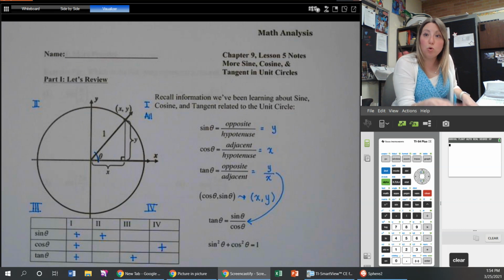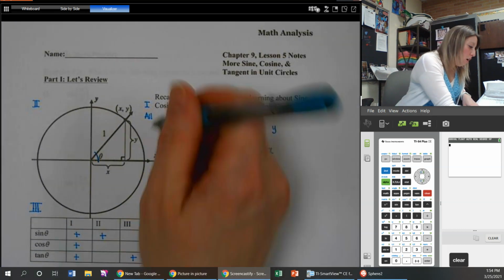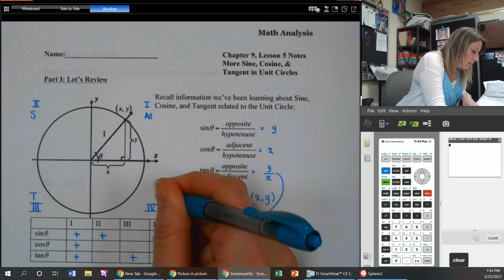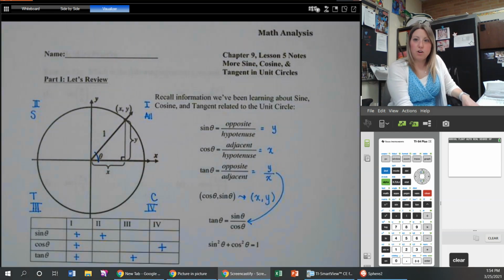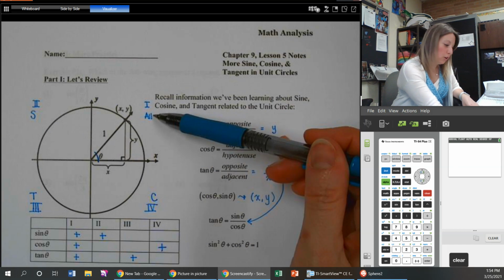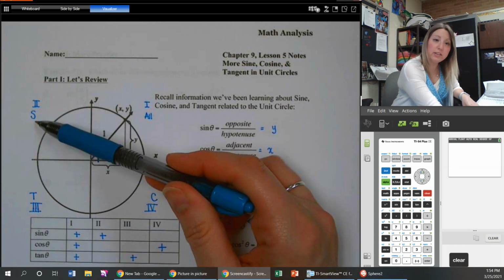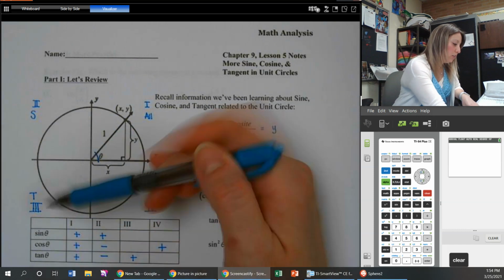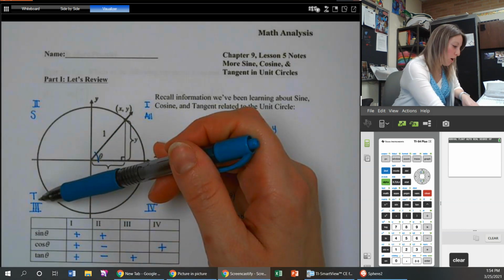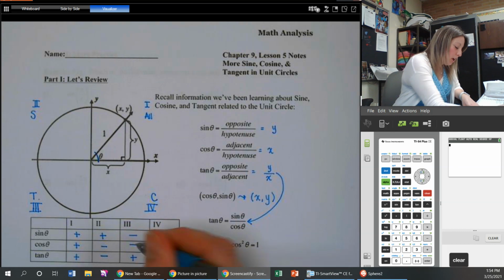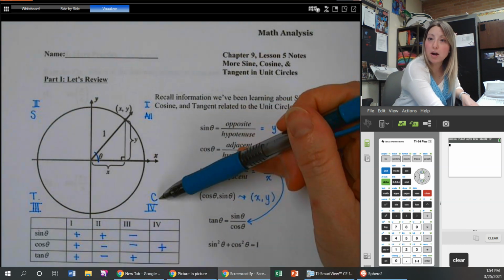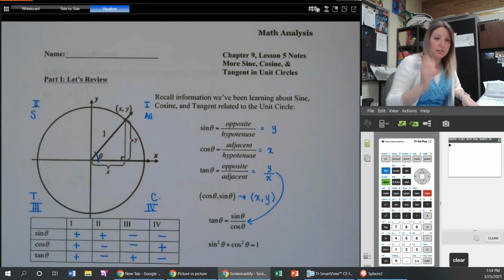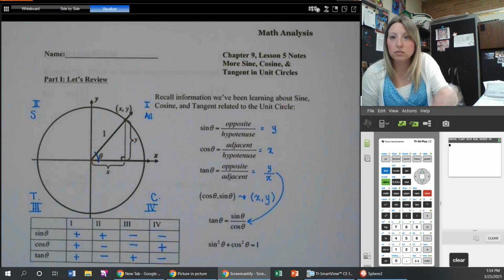So we remember who's positive where by "All Students Take Calculus," right? Everyone's positive in quadrant 1. Only sine is positive in quadrant 2. The other ones are negative. Tangent is the only thing positive in quadrant 3. The other ones are negative. And cosine is the only one positive in quadrant 4. All Students Take Calculus. And that's how you can remember who is positive where.